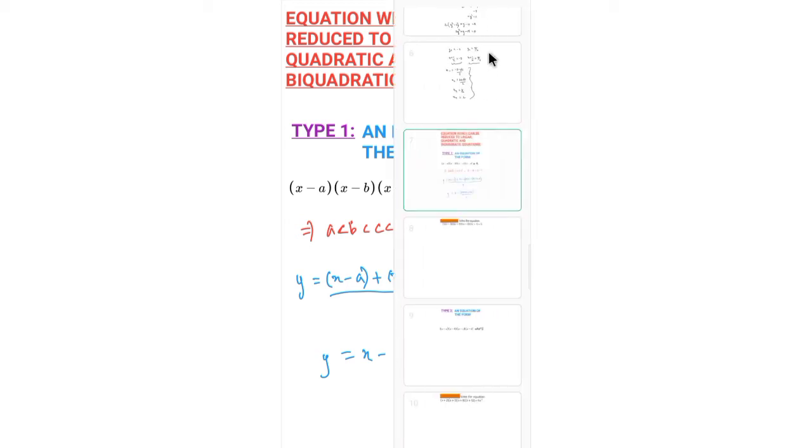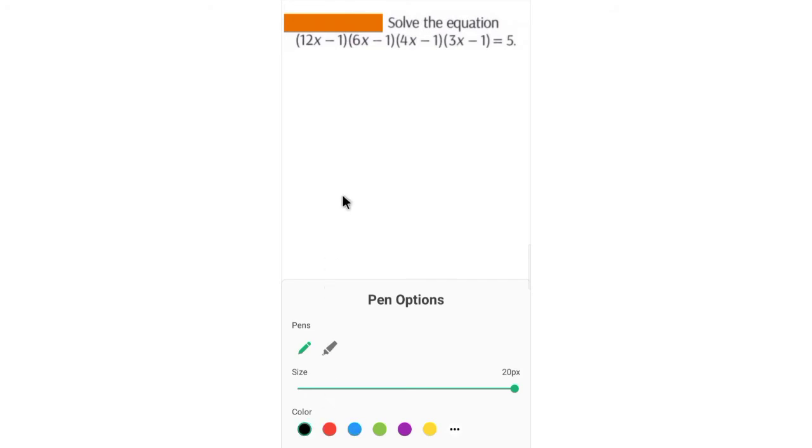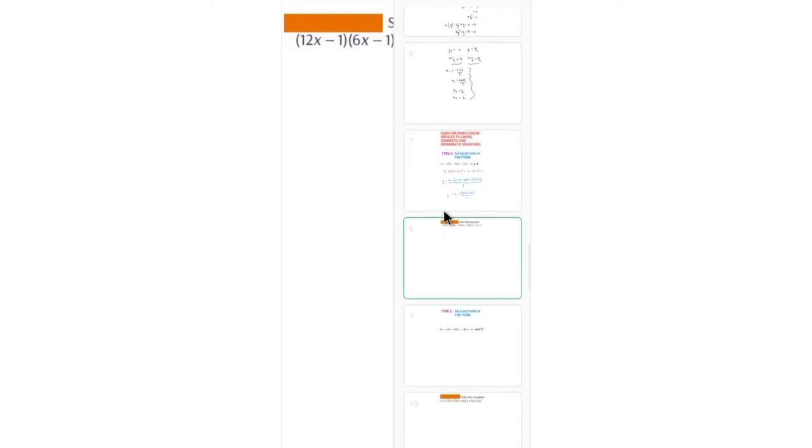So I can put it in a problem and explain it to you so that it gives you a better idea. If you check it, it's (12x - 1)(6x - 1)(4x - 1)(3x - 1). You all know that the LCM of 3, 4, 6, 12 is 12, because that's the least common multiple that you can get. So you just divide it so that it comes in this form, right?